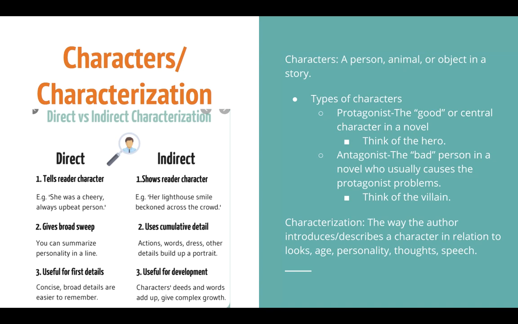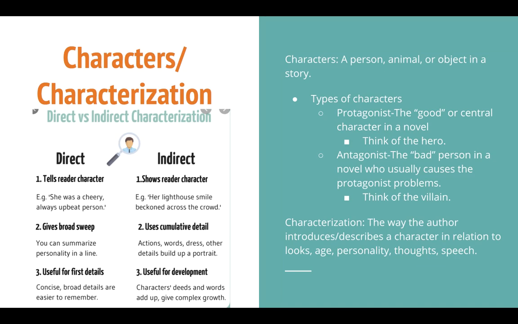If we have direct characterization, this tells the reader the character. For example, she was a cheery, upbeat person. Automatically, instantly, we know, bam, right there it directly tells us that. On the flip side, indirect characterization shows the reader the character. It shows us instead of tells us. Her lighthouse smile beckoned across the crowd. When we hear that, it's not directly telling us that she's happy, it's indirectly telling us. If you look at the 2 examples for number 1 on direct and indirect, they mean the same thing, but how they're presented is a little bit different.